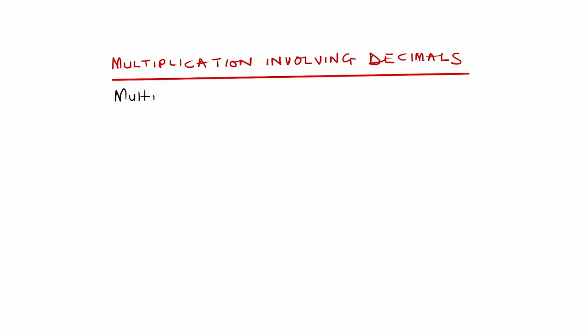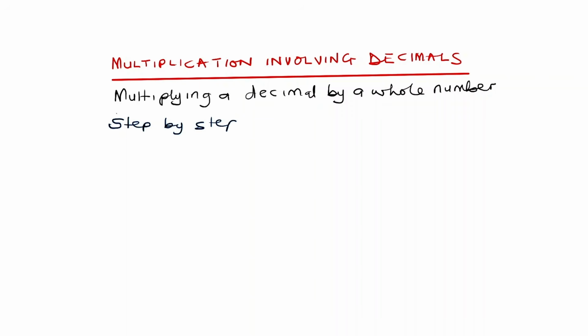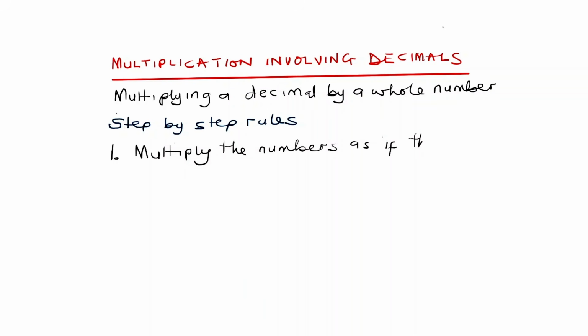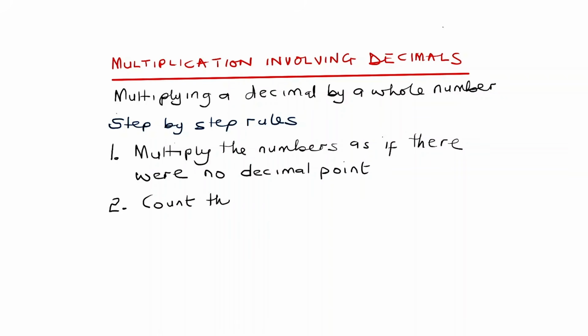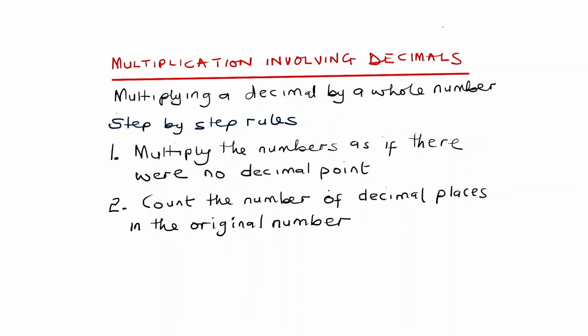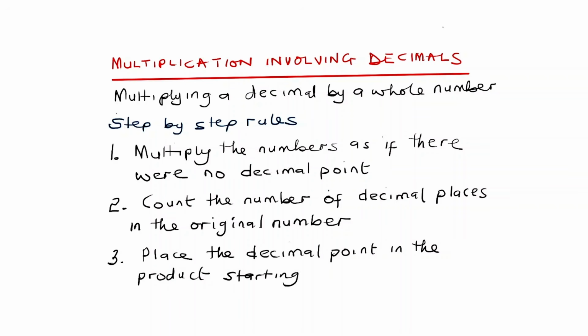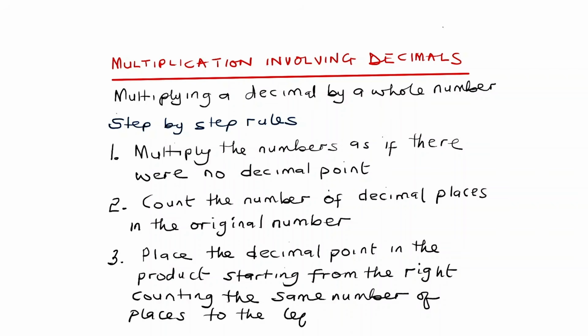The first one we want to look at today is multiplying a decimal by a whole number. And here are the step-by-step rules. Rule number 1. Multiply the numbers as if there were no decimal points. 2. Count the number of decimal places in the original number. And then 3. Place the decimal point in the product starting from the right, counting the same number of places to the left. Now let's take some examples.